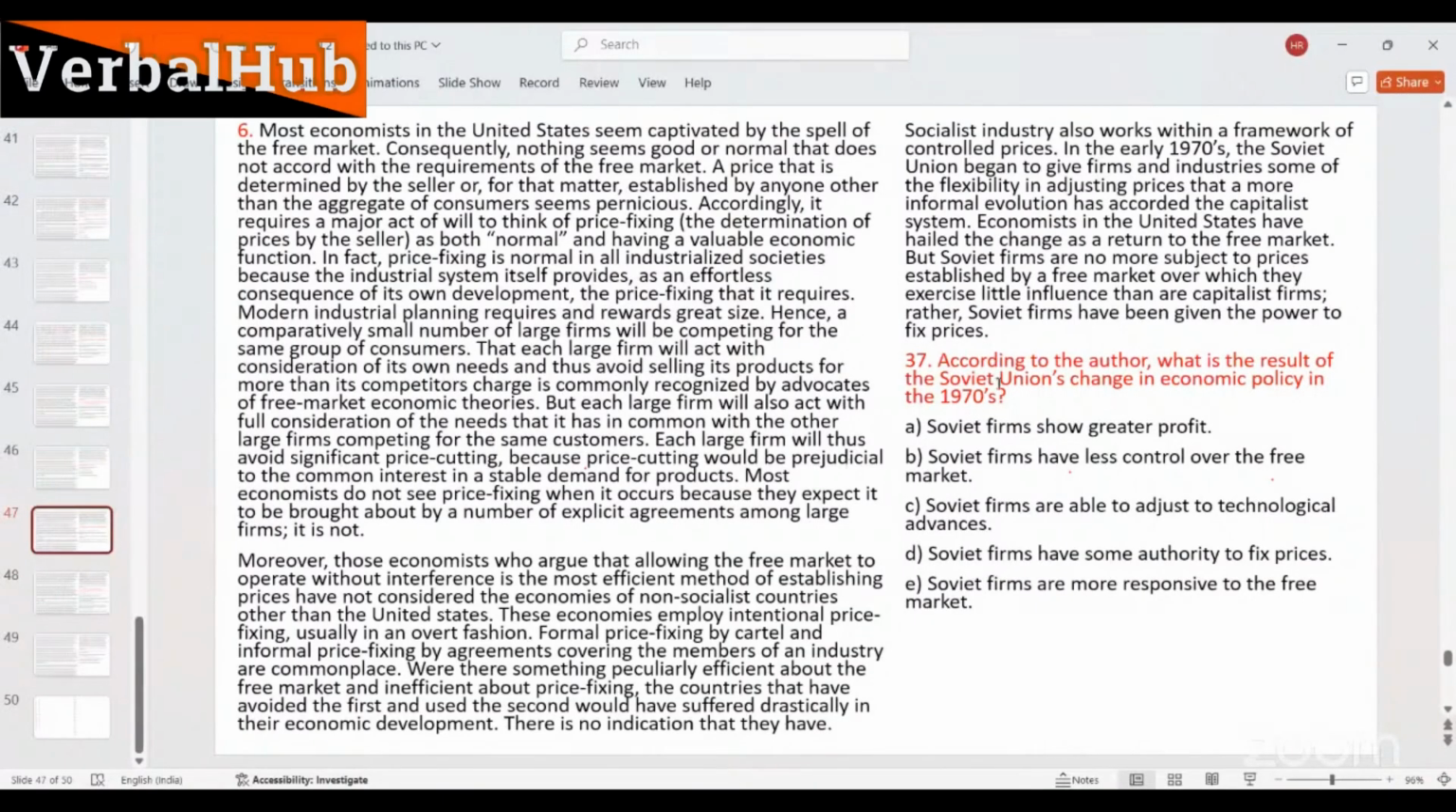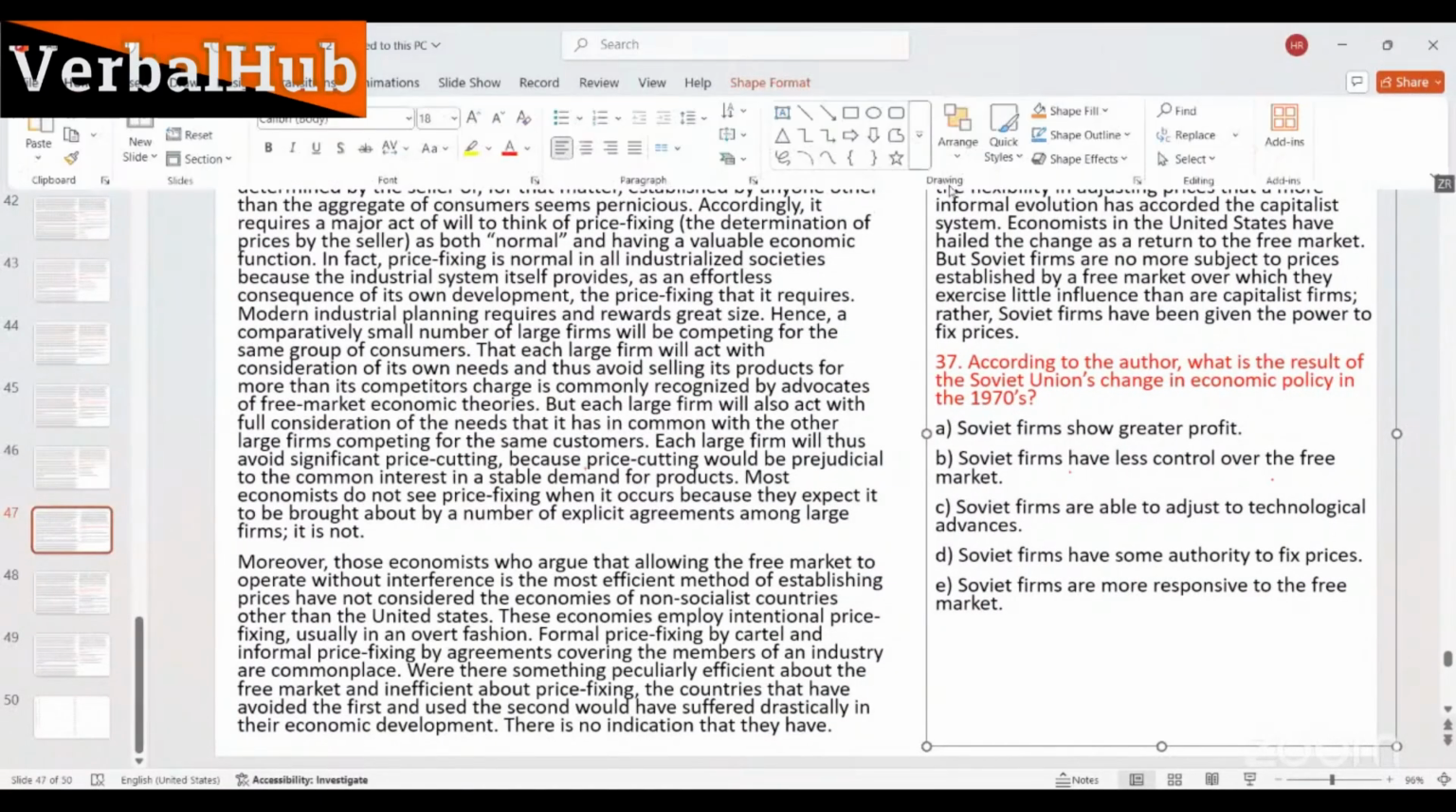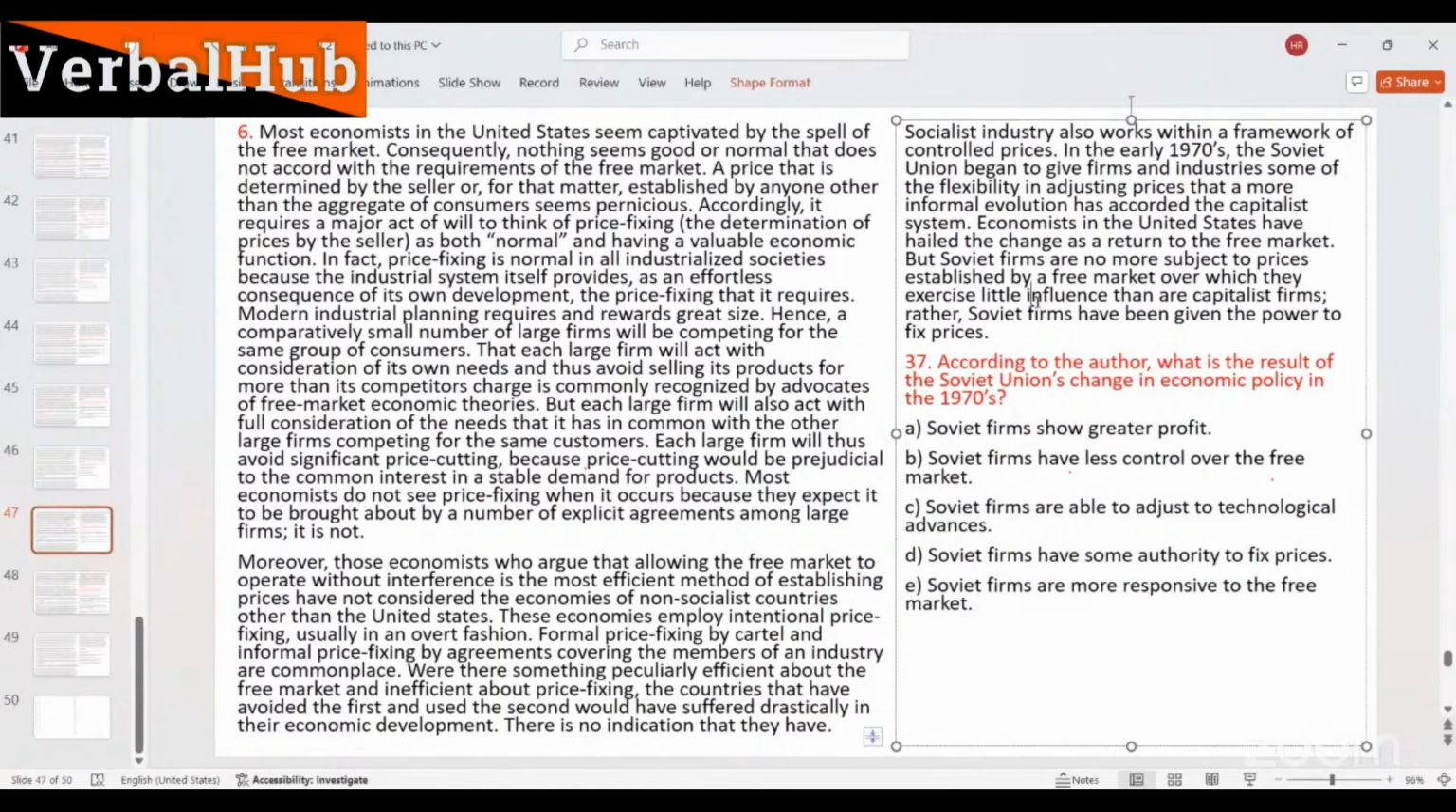Look here, a specific one. According to the author, what is the result of the Soviet Union's change in economy policy? Socialist industry. So here you can find the effect of it. You can directly get the answer. So let me tell you the shortcut. What is the question? What is the result of the change in economy policy in the 1970s? Right?